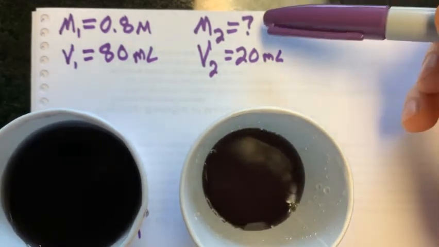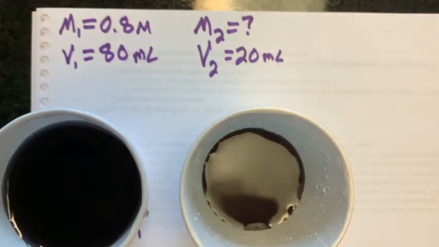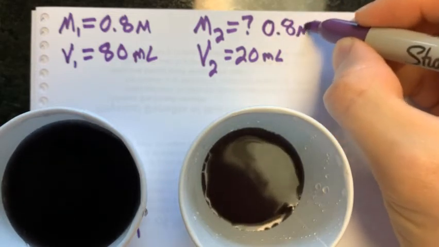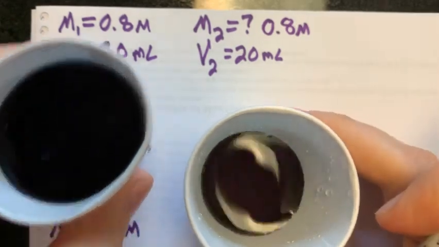Now, this is not a trick question. What is the molarity of the solution in this cup? This isn't even a dilution problem. It is still 0.8 molar. All we did was pour it into another cup. Don't let that confuse you.